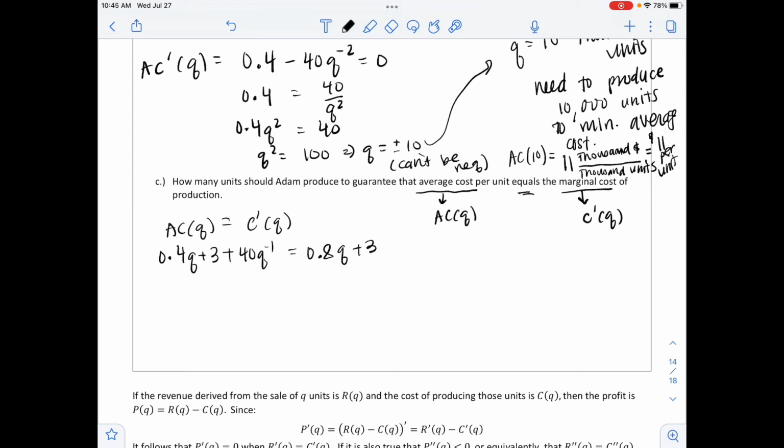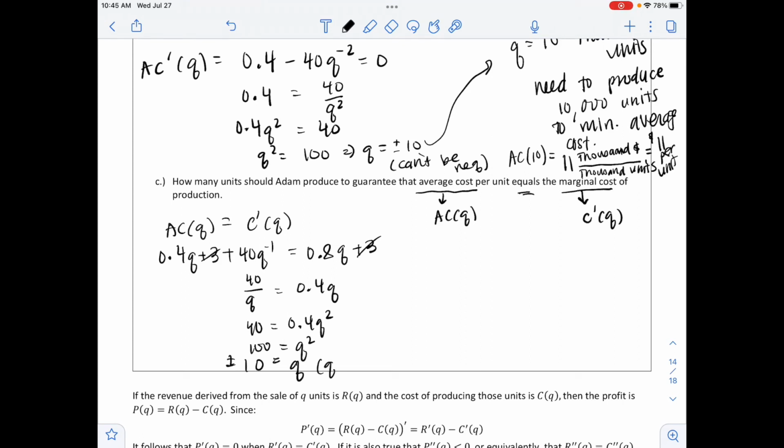And in order to solve this, I'm going to combine my like terms. And when doing that, my 3's are going to reduce out, and subtracting 0.4q, so we have 40 over q to the first equals 0.4q. Multiplying both sides by q, we get 40 equals 0.4q squared. Dividing by 0.4, we get 100 equals q squared, or q is equal to plus or minus 10.